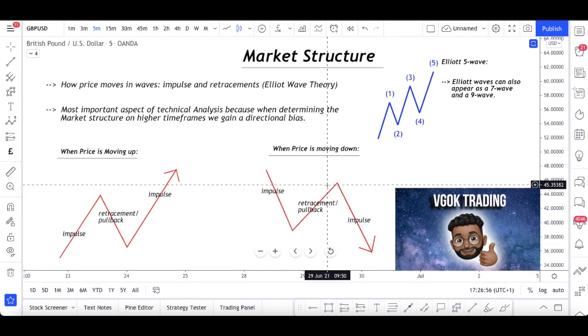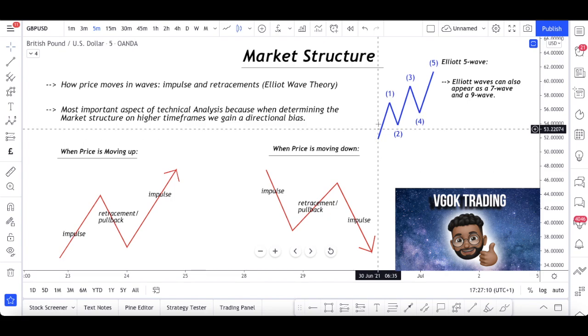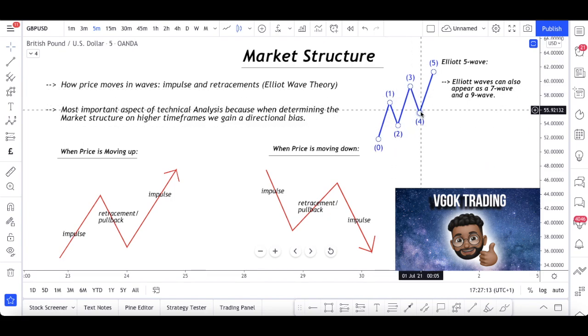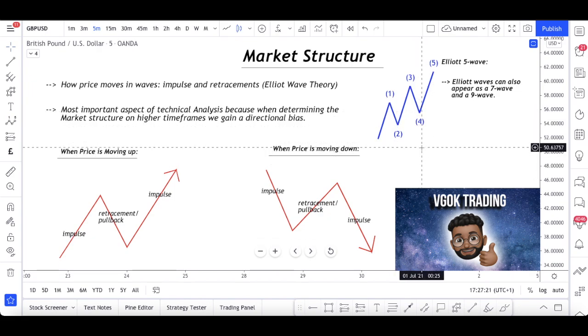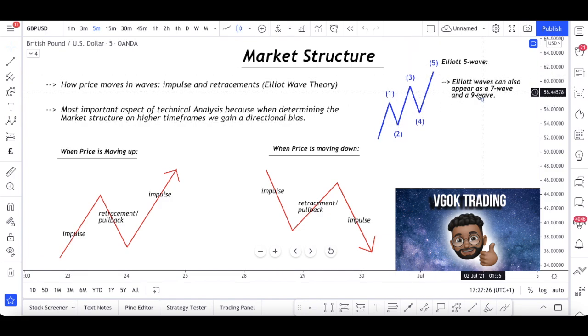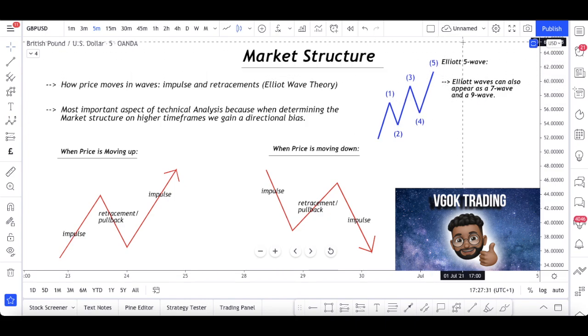Now also, as you can see, I've drawn out a little Elliott 5-wave, as it's easy to see how the impulses and retracements are within a 5-wave. So here you can see the impulsive movements are going to be from the 0 to 1, the 2 to 3, and the 4 to 5. And then what we have for the retracements are going to be from the 1 to 2 and the 3 to 4. Now it's also good to know that Elliott waves don't have to be in just a 5-wave. They can also appear as a 7-wave or a 9-wave. So you could be seeing another further retracement and then one more move up for the 7-wave, and then another time again for that 9-wave.